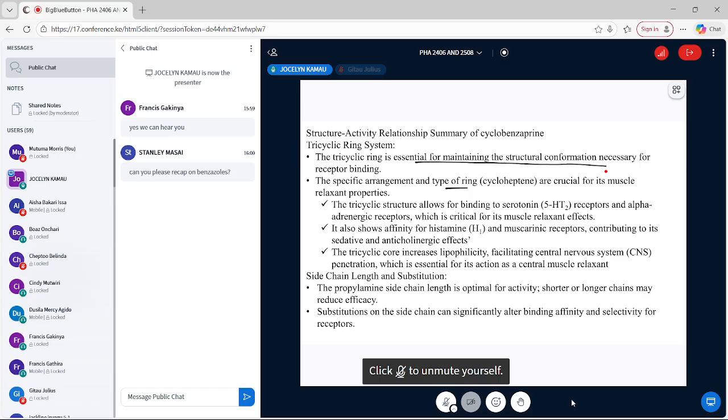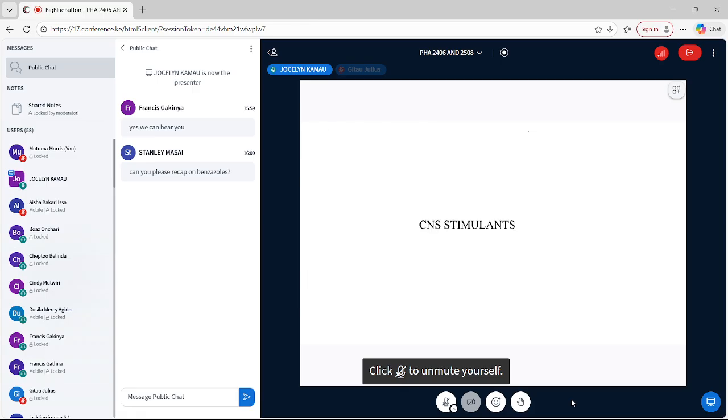I can introduce the CNS stimulants. So this should be the CNS stimulants. And so once we do one, the other one will be very simple. Again, as I said, these are not as complex as the other things that we have done. CNS stimulants, and the name tells us what these drugs do.